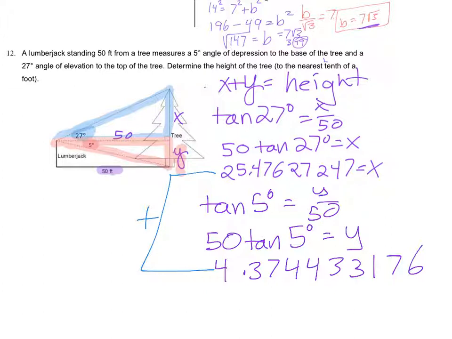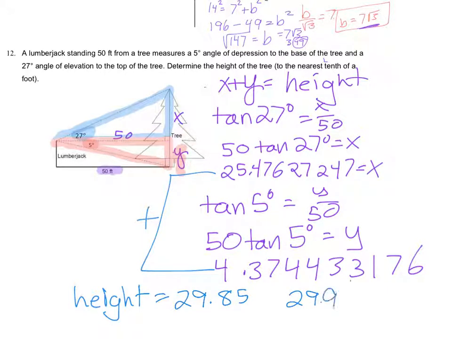We add these two numbers together, and we get a height of 29.85. Now it says to the nearest tenth, so that's going to be 29.9. So that's my final answer.